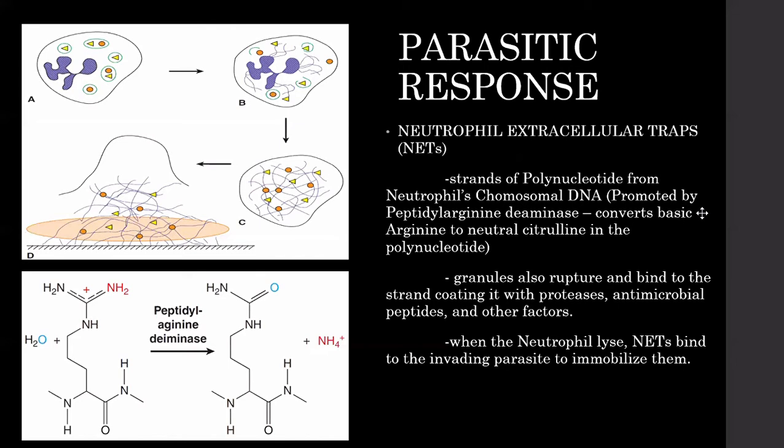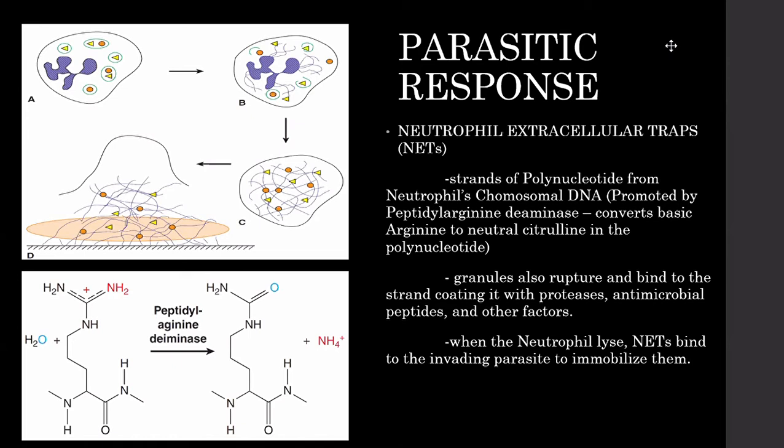Neutrophil extracellular traps, or nets. Please take note, these nets are not a protein, not a carbohydrate, not a lipid, but DNA. These are strands of the DNA of your WBCs, formed once the WBC is destroyed. As the moniker nets suggests, it will entrap your parasites. Okay? So how is it formed?